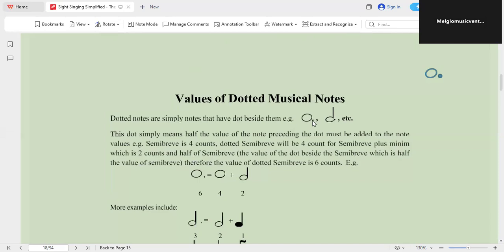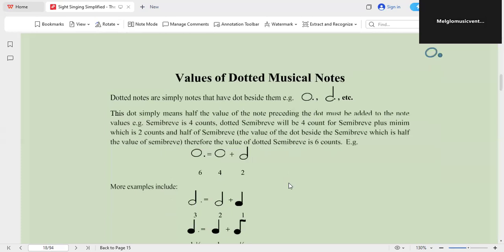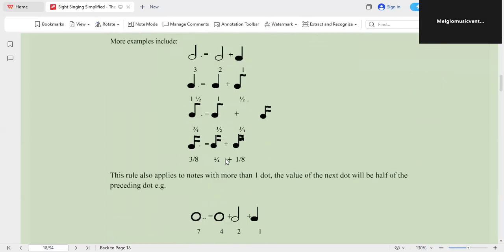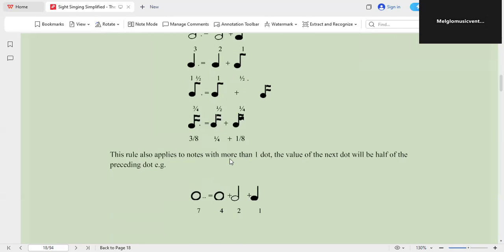So this dot is representing half of the preceding note, which is the semi-brief and is 4 counts. So this is the minim now. This dot represents the minim and is 2 counts. So the value of the dot beside the semi-brief, which is half the value of the semi-brief, that is a minim. Therefore, the value of dotted semi-brief is 6 counts: 4 of the semi-brief plus 2, which is half of the semi-brief. We have more examples: dotted minim, dotted crotchet, dotted quaver, dotted semi-quaver.